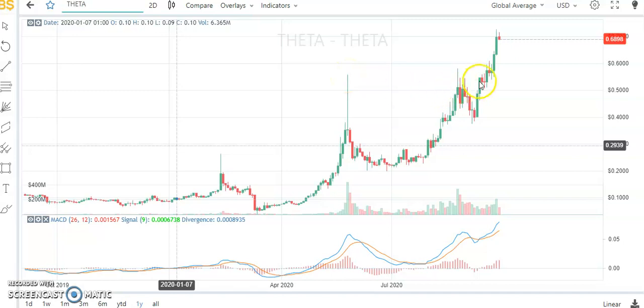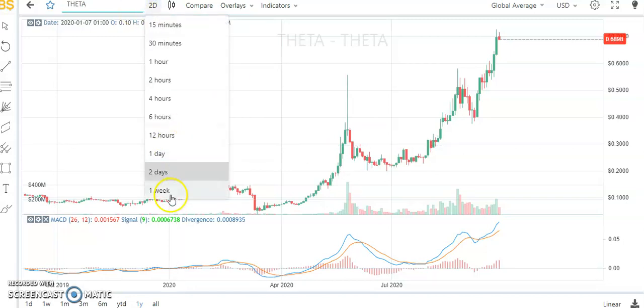So what we see here is that Theta has broken above the 0.60 US dollar threshold. Now if we subtract the previous support at 0.20 US dollar from 0.60, we have 0.40 US dollar. Now, if we add 0.60 to 0.40, we have 1 US dollar. So I do believe Theta is going to hit the 1 US dollar threshold over the next days.